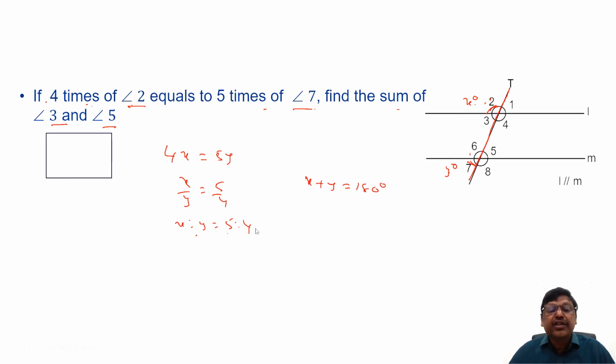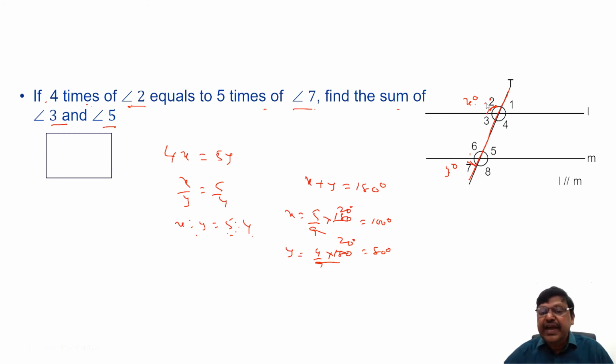x plus y is 180 and they are in the ratio 5 is to 4. What is the x value? It is 5 by the total 5 plus 4, 9, into 180, which is 100 degrees. y will be 4 by 9 into 180, which is 80 degrees. So angle 2 is 100 degrees, angle 7 is 80 degrees. But the question is asking angle 3 and angle 5. Now tell me, if angle 2 is 100 degrees, what will be angle 3? See, this is a straight line, 180 degrees. If angle 2 is 100, angle 3 will be 80 degrees.